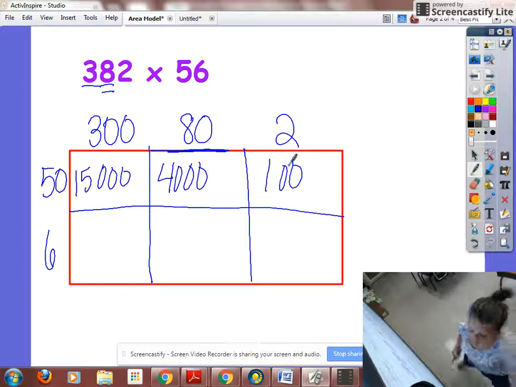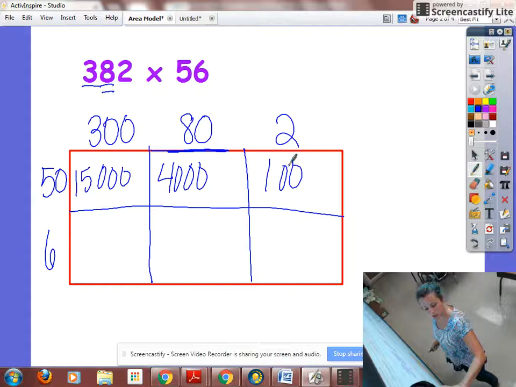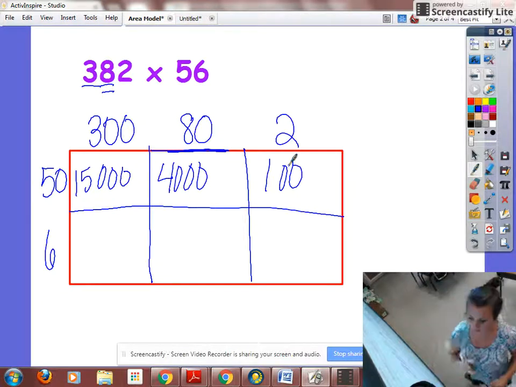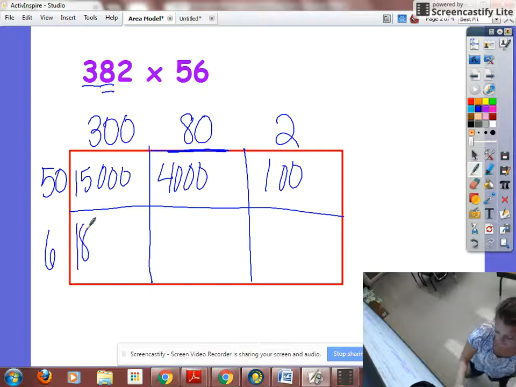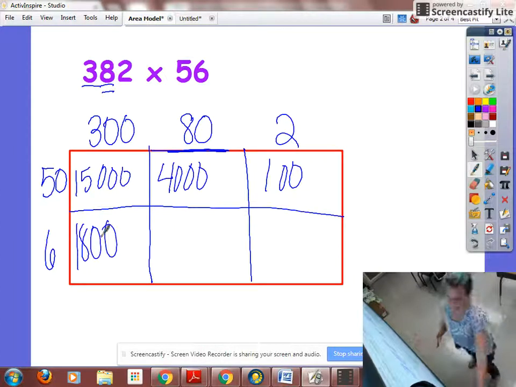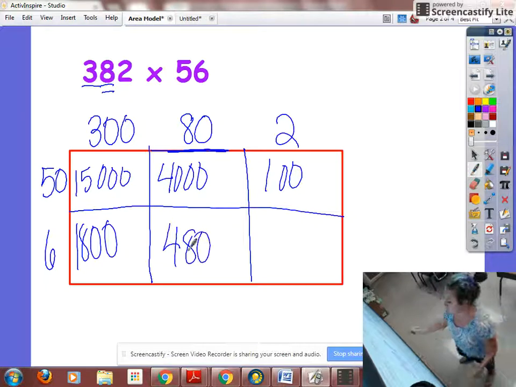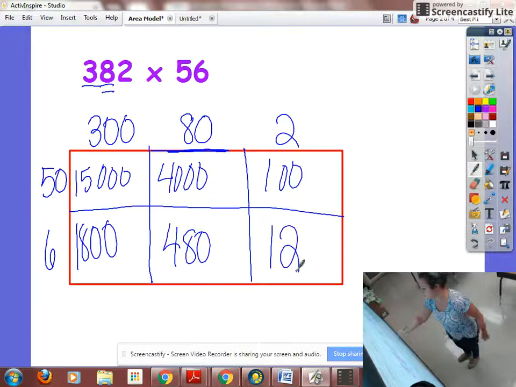Then I'm going to go down the 6 column down here, and multiply each number down to the 6. 6 times 300 is 1,800. 6 times 80, 6 times 8 is 48. I'm going to add my 0. 6 times 2 is 12.